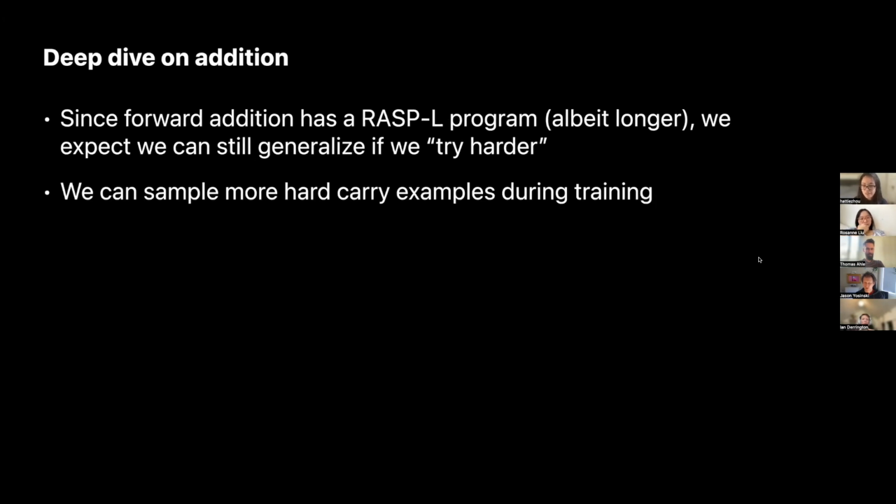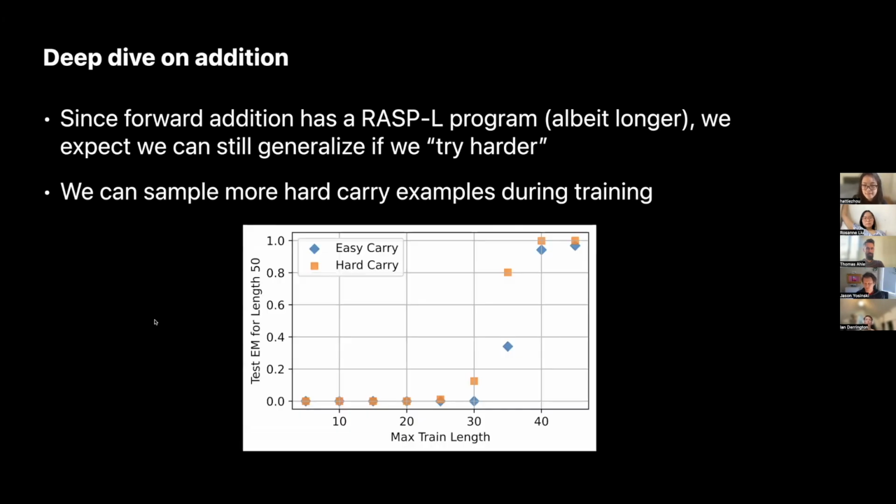But we know that they both have RASP-L solutions, so we suspect that we can get better generalization on forward addition if we try harder. One way to do that is to increase the diversity of the training data by giving the model more of these hard carry examples during training. This is pretty rare when you just sample randomly, so the model just hasn't seen a ton of these with the standard training distribution. If we do that, the forward model is now able to do both the easy carry evaluation and the hard carry evaluation, matching what the reverse model is able to do.